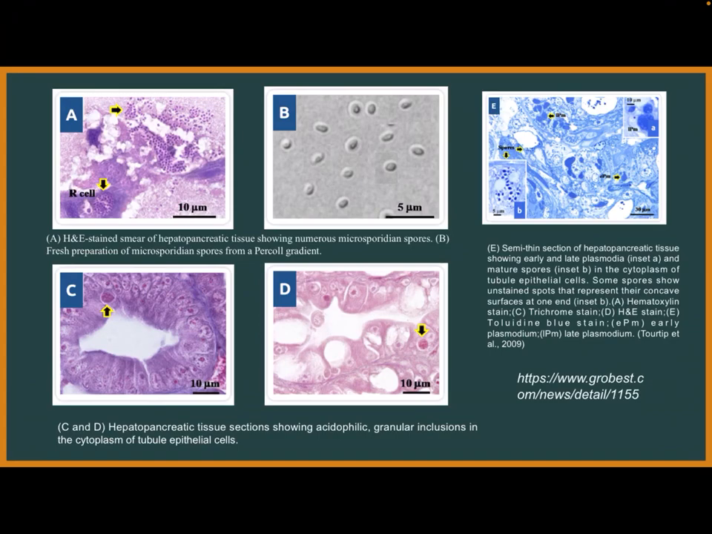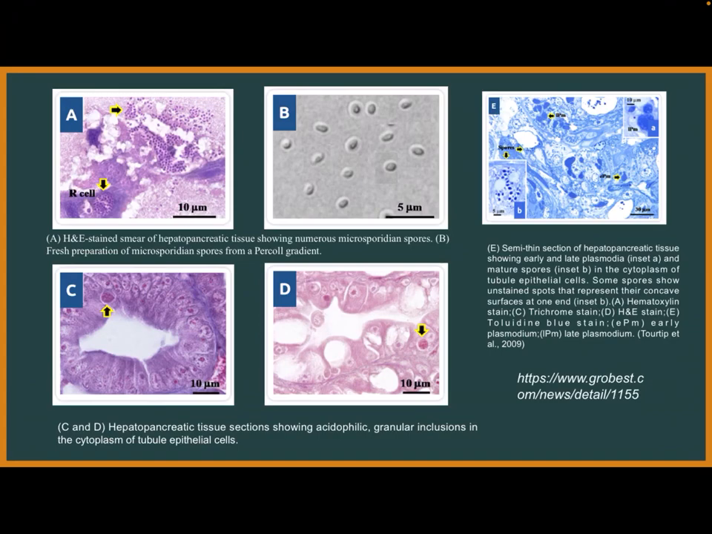Here are different images wherein hepatopancreatic tissues are diagnosed through hematoxylin stain, trichrome stain, H&E stain, toluidine blue stain. In image A, we can see an H&E stained smear of hepatopancreatic tissue showing numerous microsporidian spores.